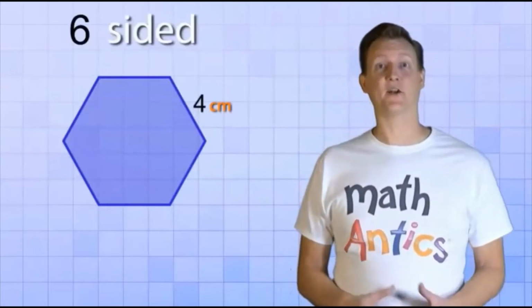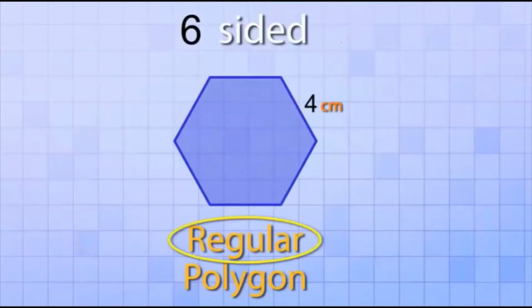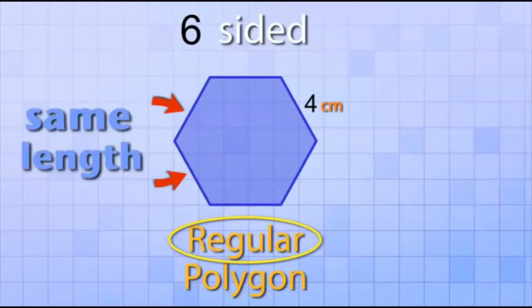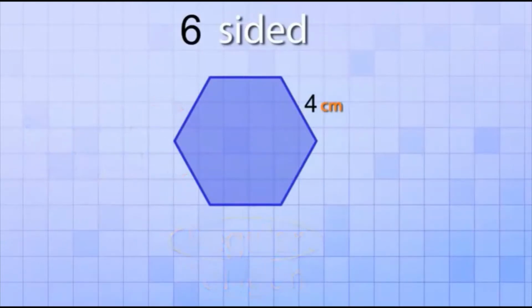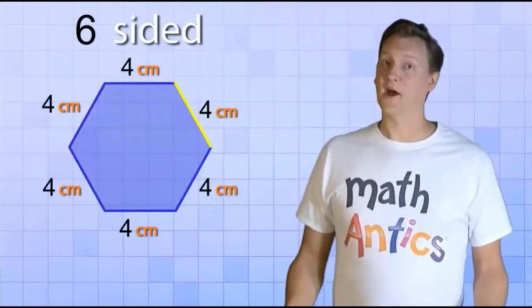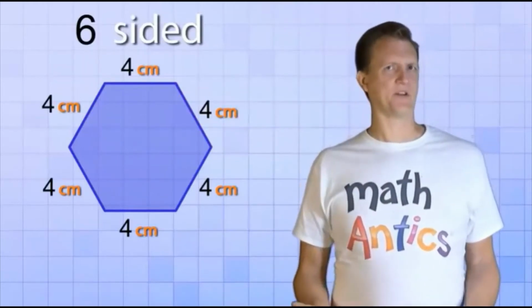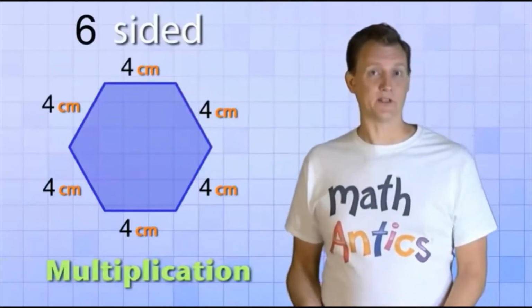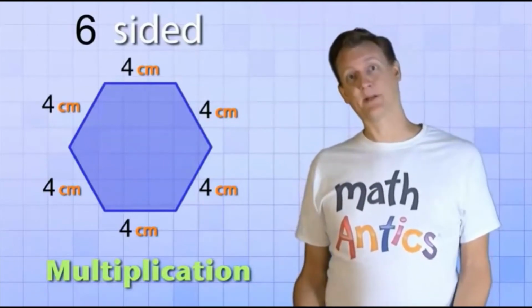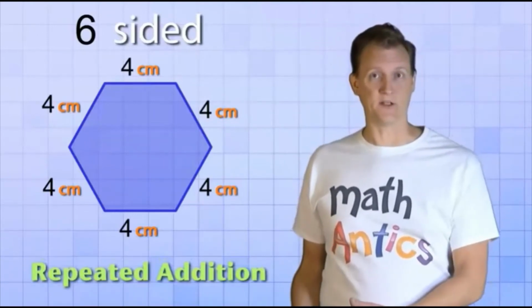This is a 6-sided regular polygon. A regular polygon means that all its sides are exactly the same length. And that's good because this diagram only shows the length of one side, 4 centimeters. But since the polygon is regular, we know that all the other sides are also 4 centimeters long. Now, we could just add up all the sides like we did before, but since they're all the same, we can use multiplication as a shortcut. That's because multiplication is really just repeated addition.